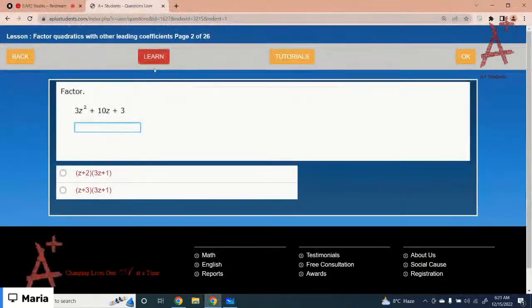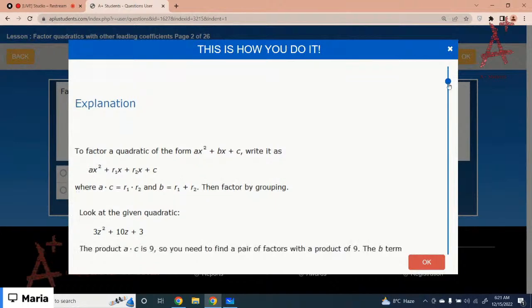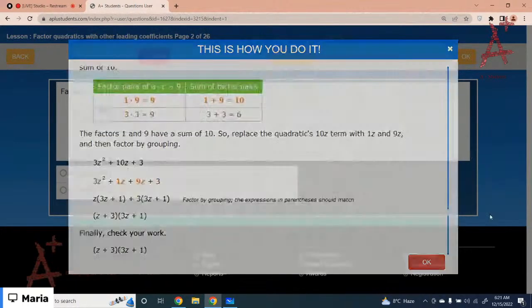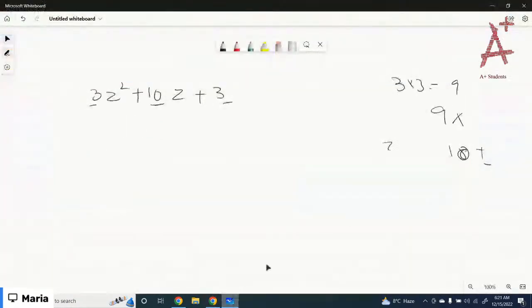Let me see what the factors are. Oh, 9 plus 1 is 10. Sorry, I thought it was 9. Yes, we can break down the 10 as 9 plus 1 because 9 times 1 is 9. Got it? So you can write 10z as 9z plus 1z.